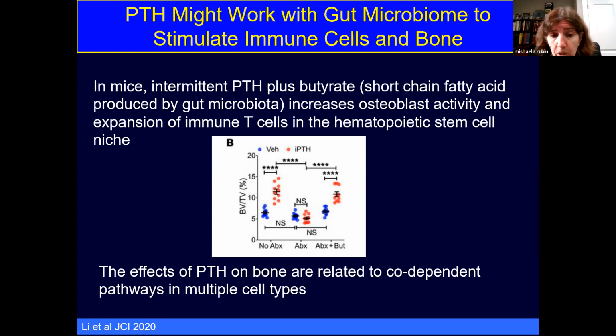And maybe we need normal PTH levels for normal immune function, which is really interesting because one of the complications that is cited in the literature with hypoparathyroidism is an increased risk of infection. So I think these two ideas that I'm mentioning emphasize that the effects of PTH are also related to and are codependent on other pathways in other multiple cell types.